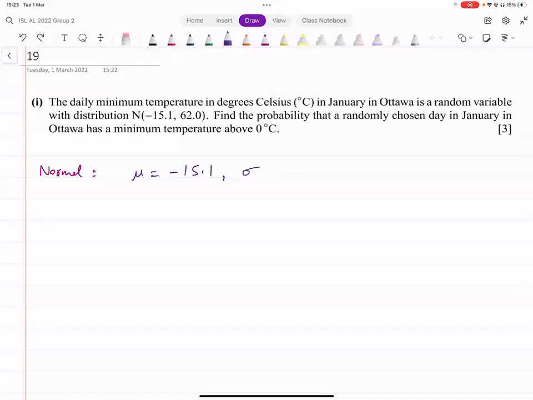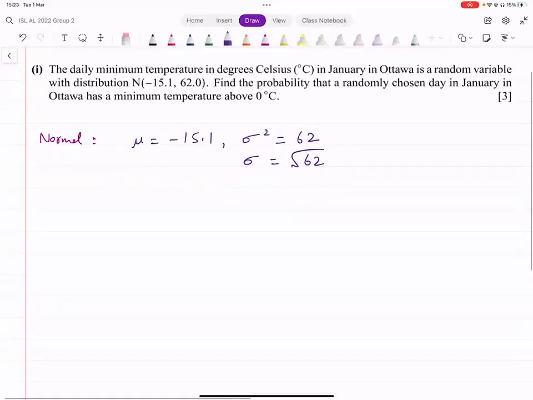It's the variance. Standard deviation क्या हो जाएगी? Square root of 62. ठीक है, उसका square root क्या हो जाएगा? Standard deviation हो जाएगा. Is that okay? हमें क्या करना है? We need to find the probability that a randomly chosen day in January in Ottawa has a minimum temperature above 0 degrees Celsius.